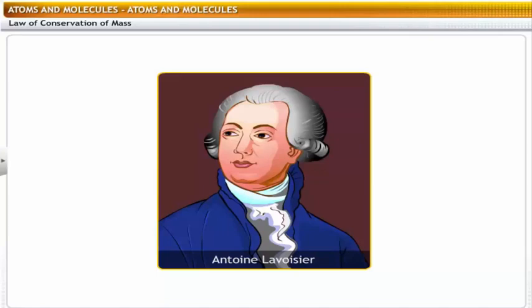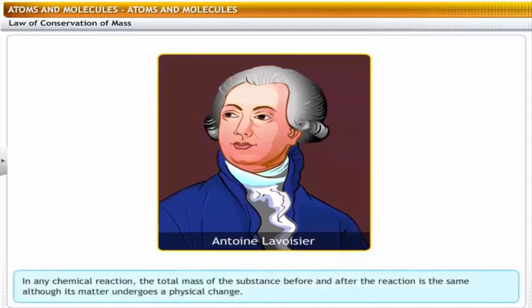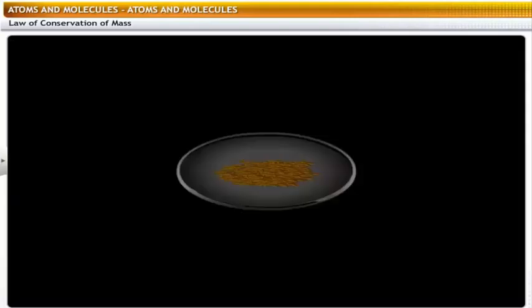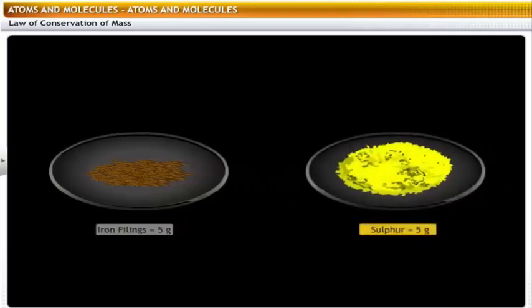Later, Antoine Lavoisier, from his experimental observations, established a law that states that there is no gain or loss of mass when new substances are formed. This can be better explained with the help of an experiment. To do this experiment, take 5 grams of iron filings in a watch glass. Take 5 grams of sulfur in another watch glass.